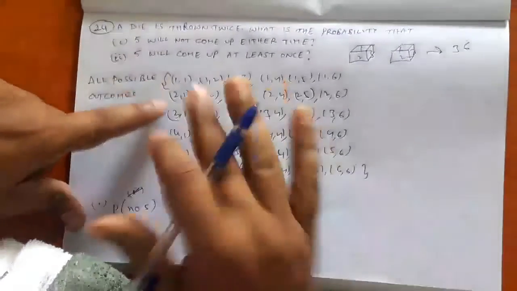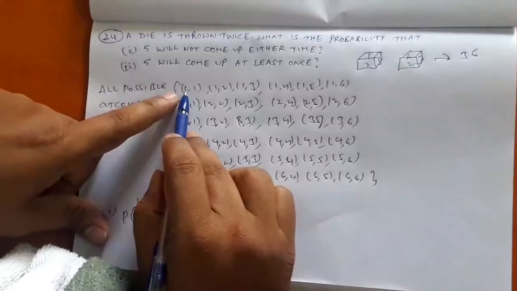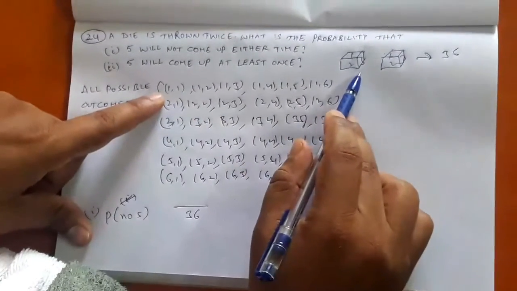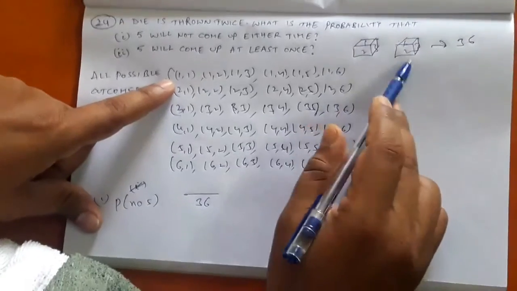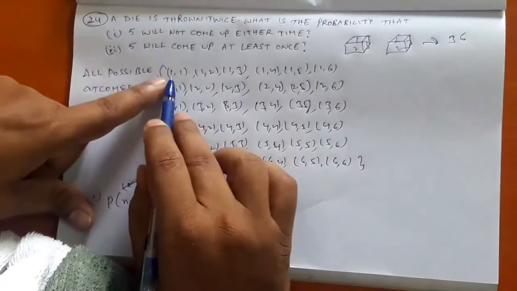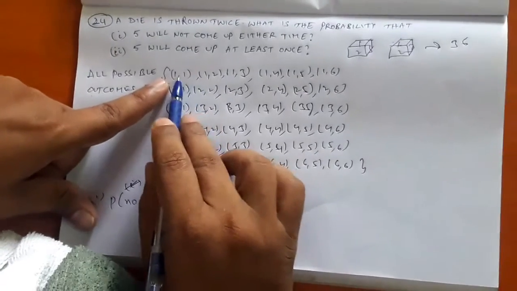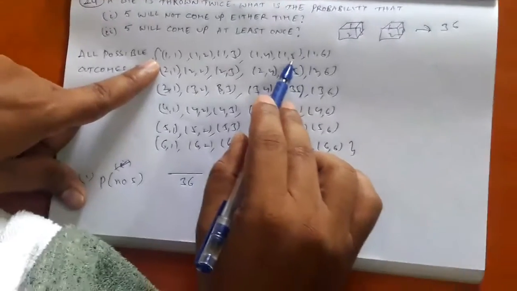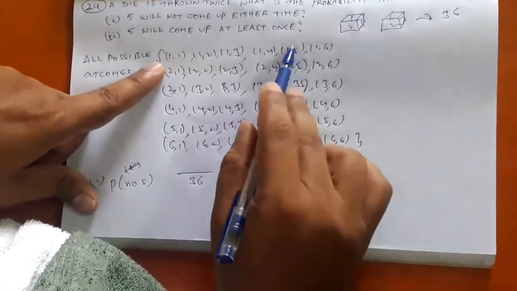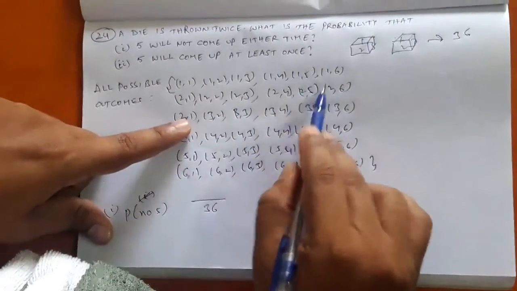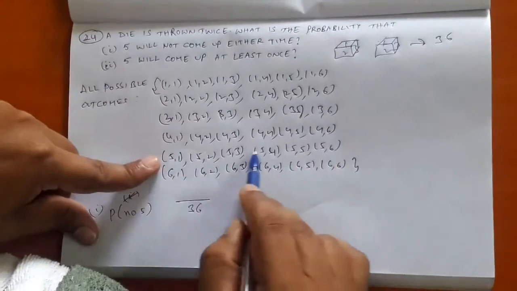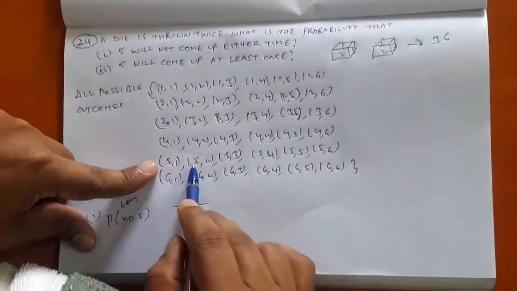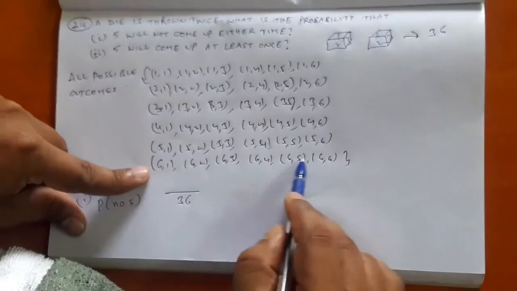So the probability that there is no 5 on either time. That means on the first die there should not be 5, and on the second die also there should not be 5. So 5 something, or something 5, or 5 5 should not come. Tell me, here do you find 5? 1 comma 1 and so on, 5 is there. Yes, in this row, this row, this one, this row, all in every outcome there is 5. This one only here is there, right?